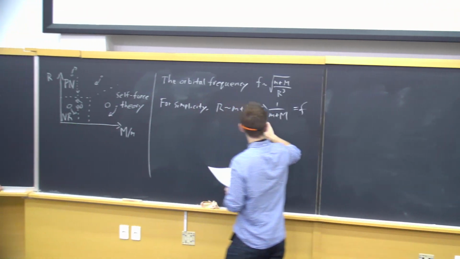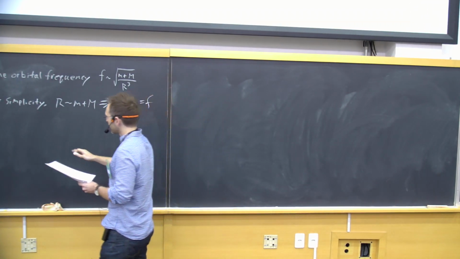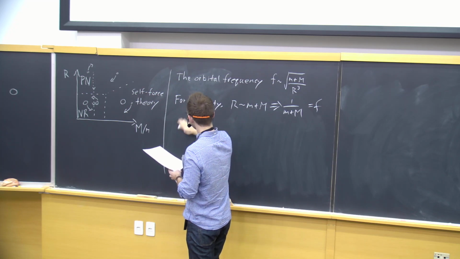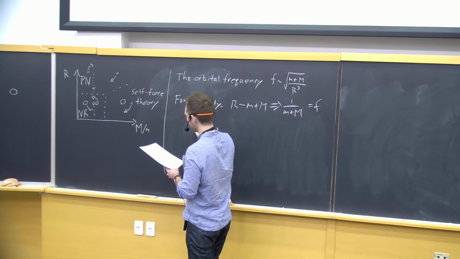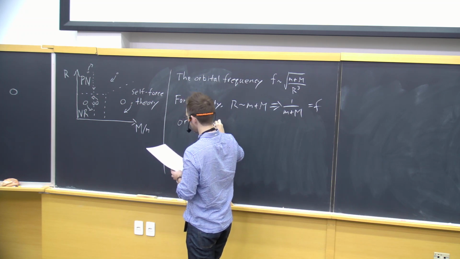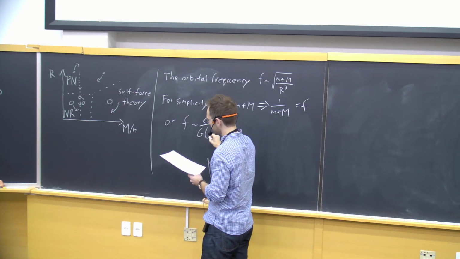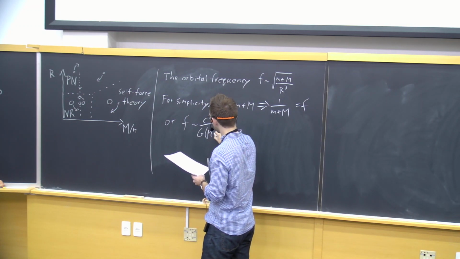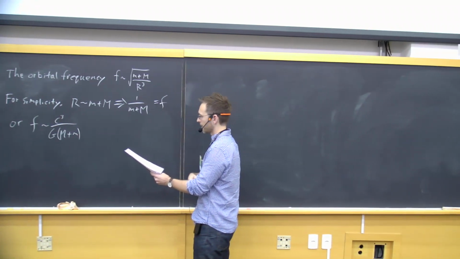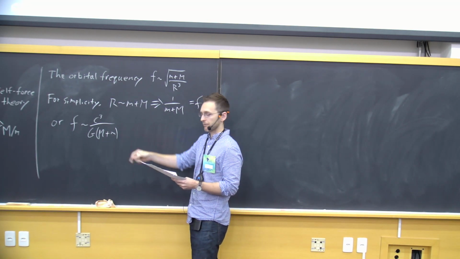So this is in geometrical units. If you want to restore the dimensionful quantities c and G, then this formula looks like c cubed over capital G and the total mass. So you can check that this has dimensions of 1 over time, like a frequency should.